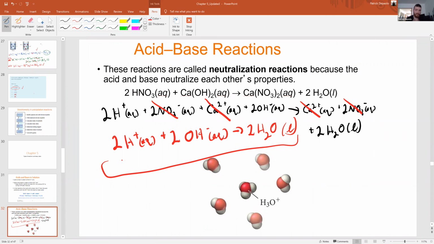Basically the same thing, but for acid-base neutralization, it is a little bit different. Any questions on that?